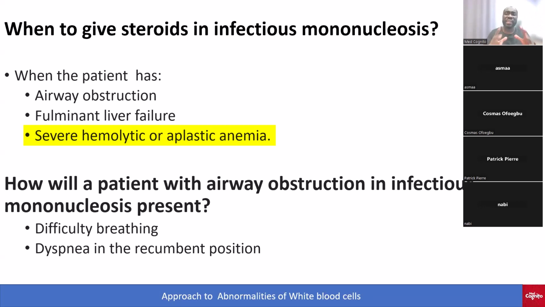What are the indications for steroids in infectious mononucleosis? Is it everybody we give steroids to? No. So who are these unique people? Number 1, if a patient presents with airway obstruction. Number 2, if a patient presents with fulminant liver failure, elevated liver enzymes, jaundice, flapping tremors, disoriented because they may be developing some hepatic encephalopathy. Don't forget that infectious mononucleosis can lead to hepatitis.